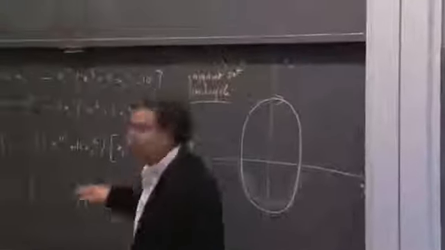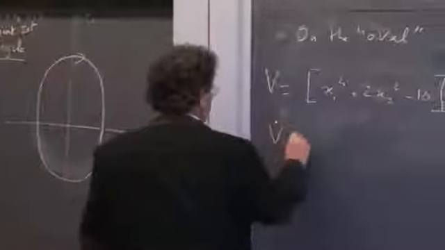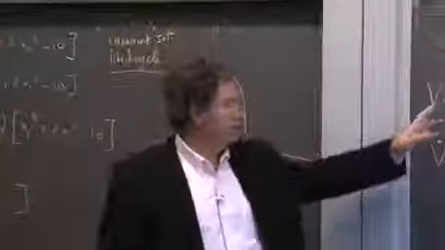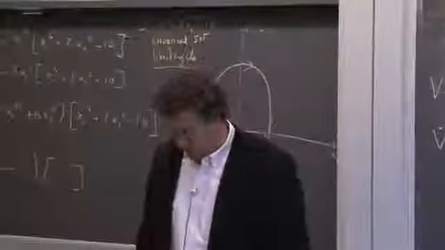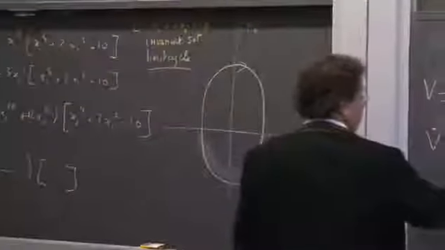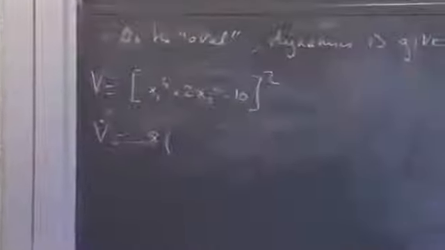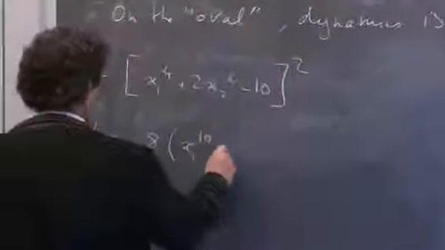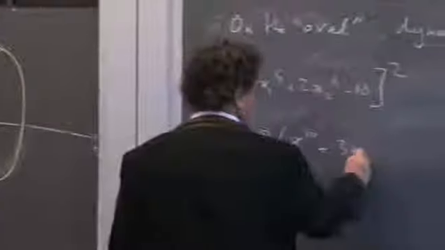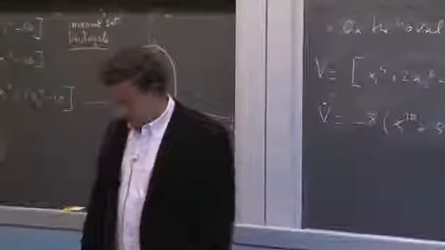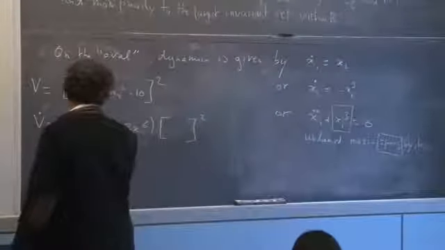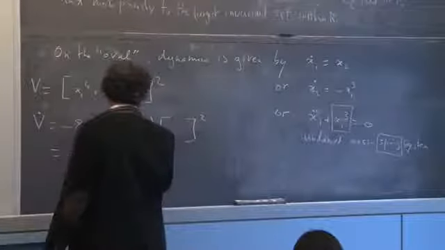Now, of course, if we compute V dot, we've done most of the work already, right? Because V dot is going to be equal to 2 times the bracket times the derivative of the bracket, and we've just done this, okay? So if you do this, you'll find minus 8 times x1 to the 10 plus 3 x2 to the 6th, times, again, this bracket square.